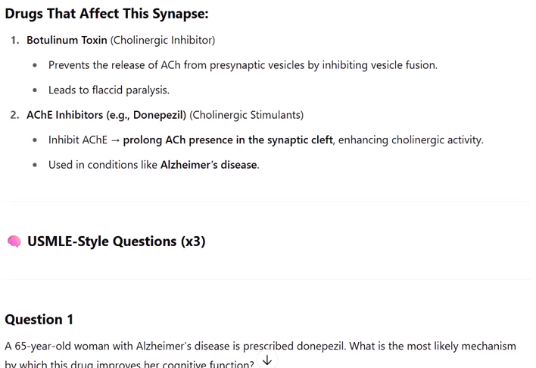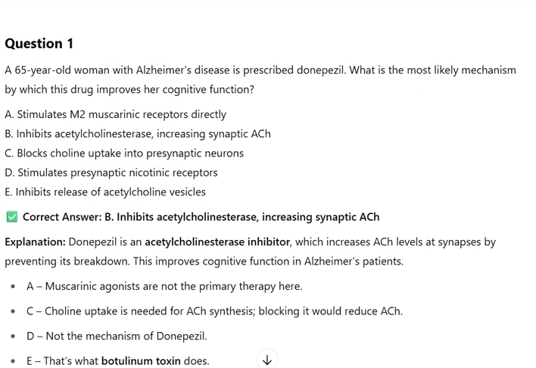USMLE style question. Question 1. A 65-year-old woman with Alzheimer's disease is prescribed donepezil. What is the most likely mechanism by which this drug improves her cognitive function? A. Stimulates M2 muscarinic receptors directly. B. Inhibits acetylcholinesterase, increasing synaptic ACh.